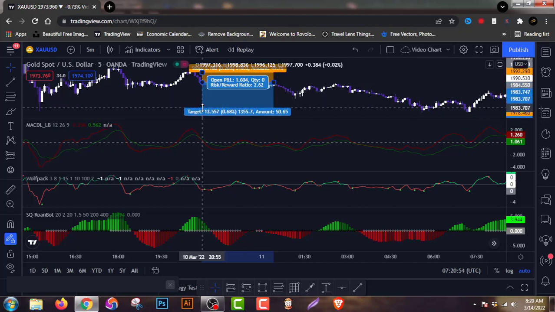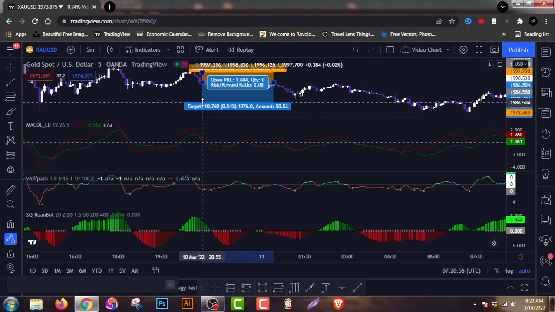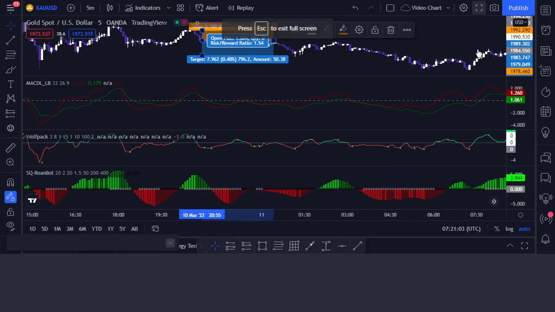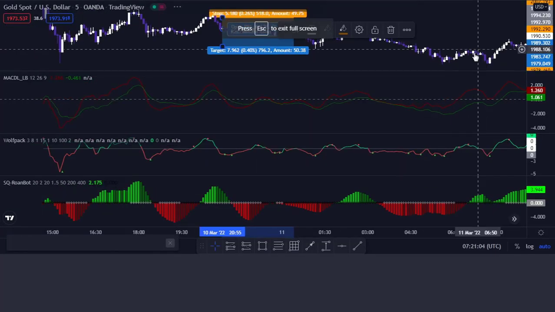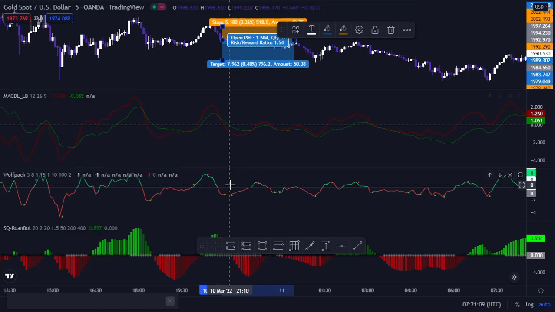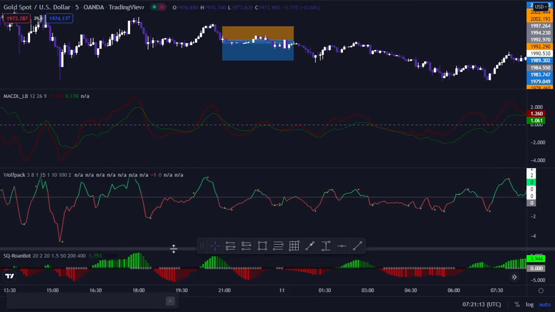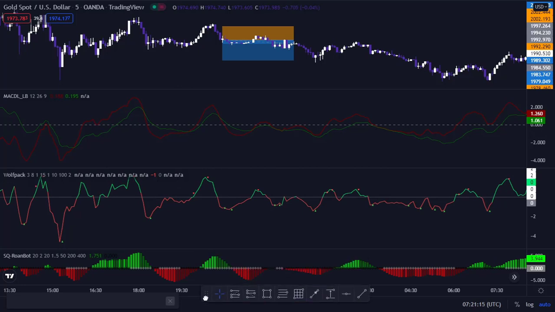Okay, targeting a 1-to-1.5, that will be around here. So you can see how that plays out. Putting this on full screen, you should be able to see it properly. Okay, so that's how it plays out. You can see it. So now I will just go over.